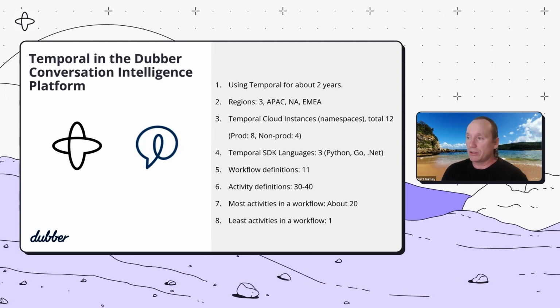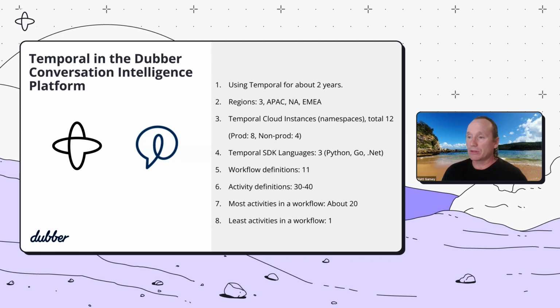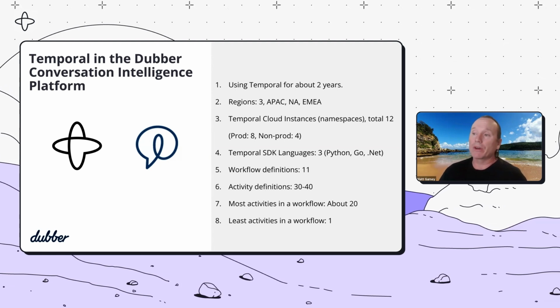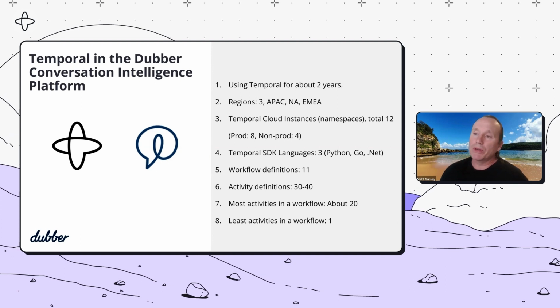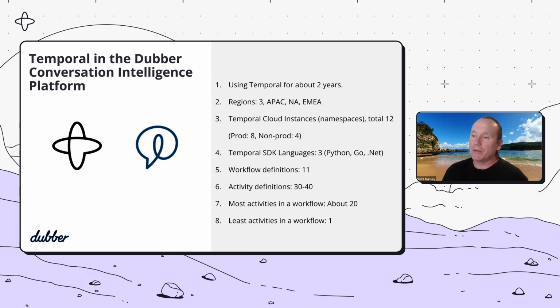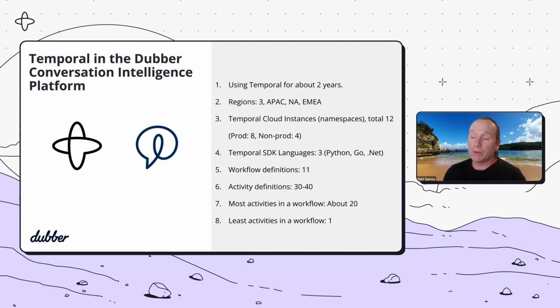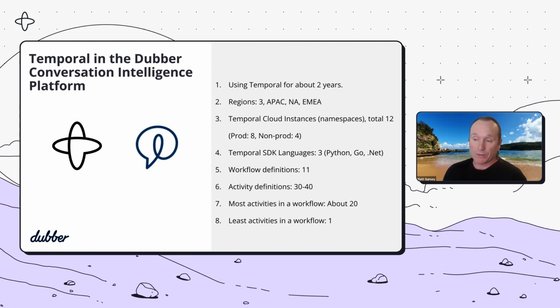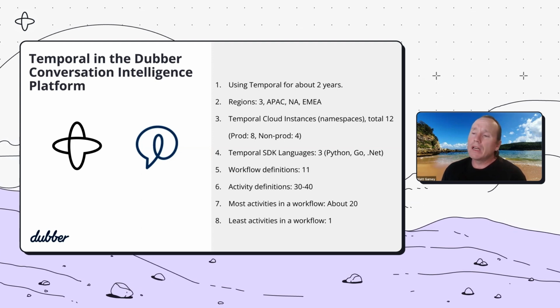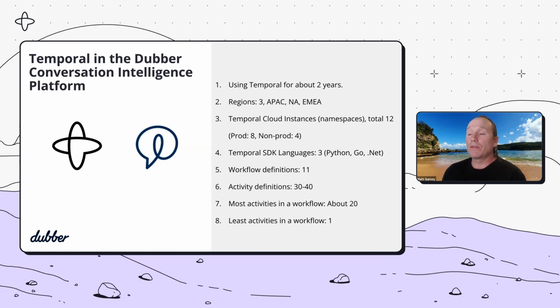So, as Yaku's alluded to, that's all around the data jurisdiction. We have to keep the customer's data in their region. So therefore we have those distributed production environments. Temporal supports lots of languages. The particular SDK languages that we use are Python, because we've got all this AI stuff we're doing, Go, and .NET. We've got 11 different workflow definitions.